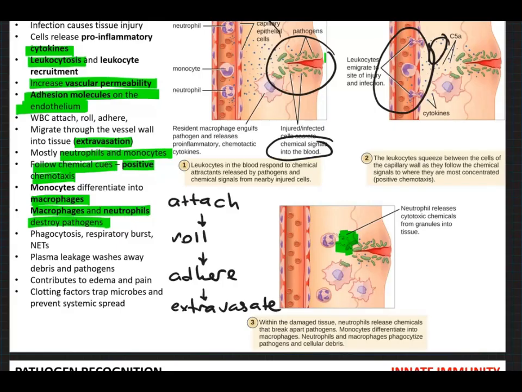Also, think about the increased vascular permeability. It means that more plasma gets from the blood vessels into the tissue and washes away debris. Last but not least, plasma contains clotting factors. Tissue damage will activate clotting factors, and it will result in the formation of insoluble fibrin. And this fibrin will trap microbes.